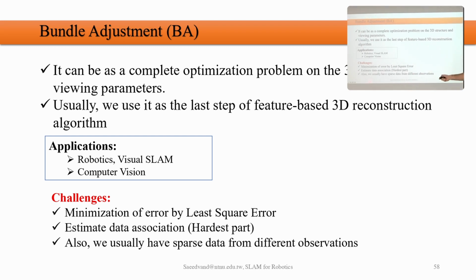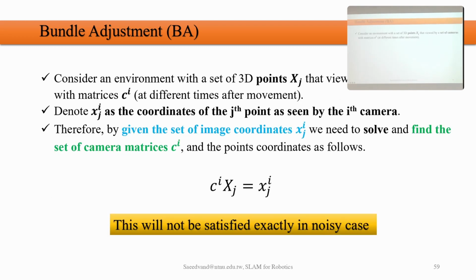So also we usually have sparse data from different observations, and this sparse data, of course, as your friend mentions, you may lose some of the data in different keyframes. The same ORB features are not extracted, and this can also make it harder. So what we usually do, we want to just formalize it, but let's have a look. We consider an environment with 3D points Xj and a set of cameras, or the camera that is moving during time in the environment, as camera i at different times after movement.